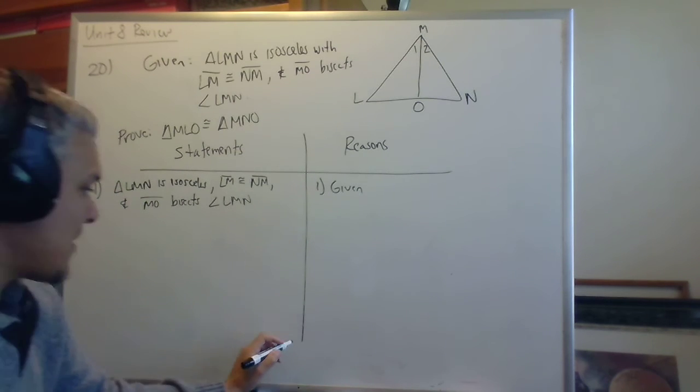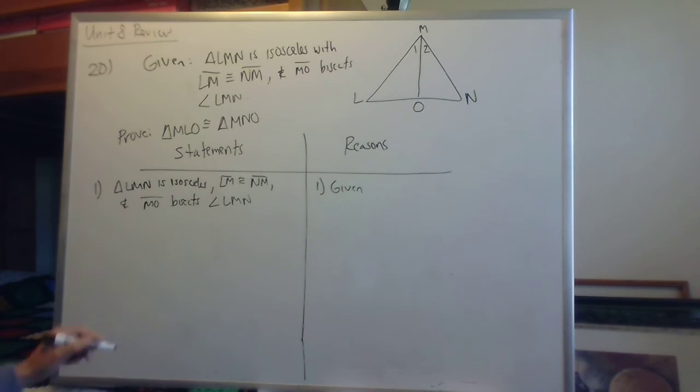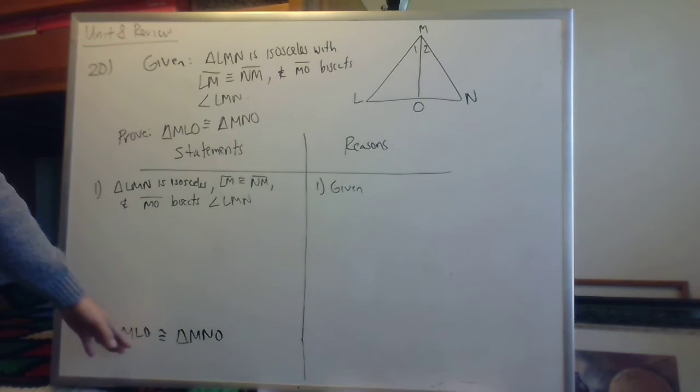And then I don't know how many steps there are to proving what we want, but at the very end, we're going to say for the statement that triangle MLO is congruent to triangle MNO. Okay? And that's where we want to end up. Whenever we're proving something, that's where we want to end up, down here. So we got to find logical statements to get it to where we can prove that.